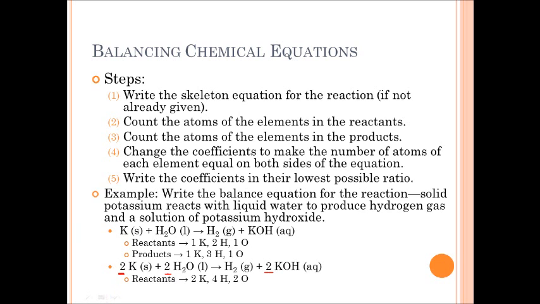So if we go back and count, we have 2 potassiums, 4 hydrogens, and 2 oxygens in our reactant. In our product, we have 2 potassium, 4 hydrogens, and 2 oxygens. Well, now we're balanced. You don't necessarily have to make the little table. If you can do it in your head, great, but a table may help.